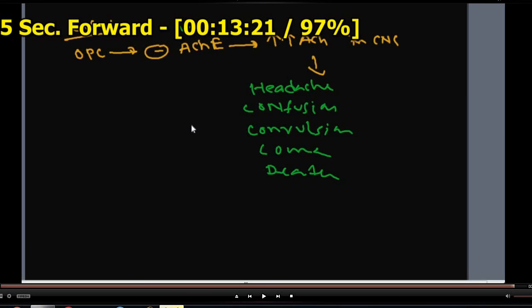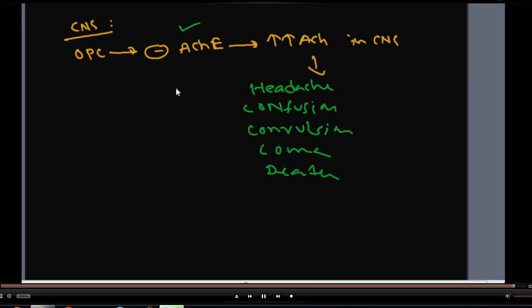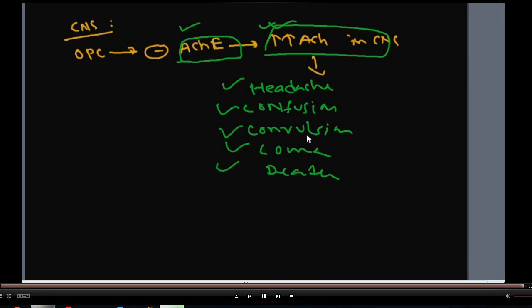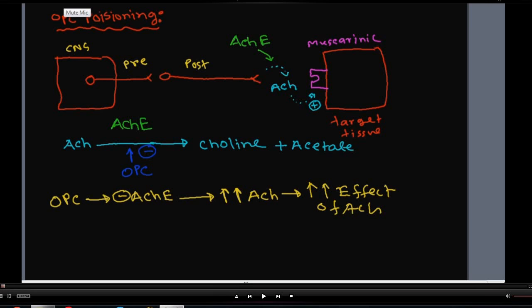In OPC, what is the function of OPC in the central nervous system? In the central nervous system, OPC inhibits acetylcholine esterase and leads to excess acetylcholine concentration in the central nervous system, and this leads to headache, confusion, convulsion, coma, and ultimately death. And to control the convulsion, you have to give IV diazepam. So this is basically the discussion of it.